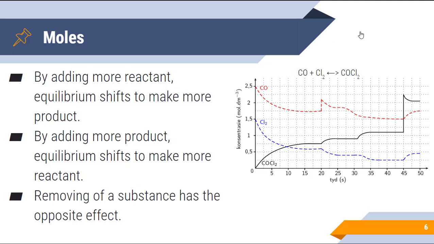Also, removing a substance has the opposite effect. So if I remove reactant, product is going to produce more reactant. So equilibrium is going to shift to the left. If I remove product, then equilibrium shifts to the product side. So by adding it, it goes the opposite direction, and if you remove it, it goes the direction in which you removed it.